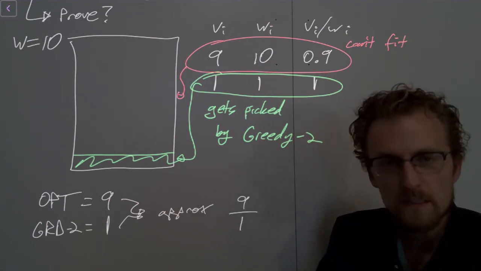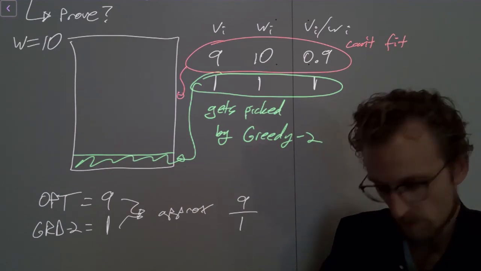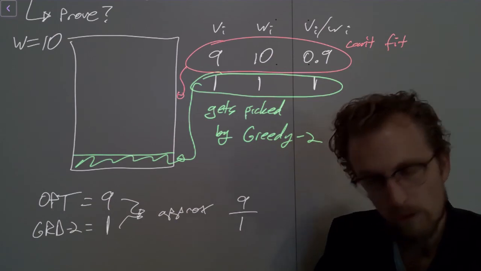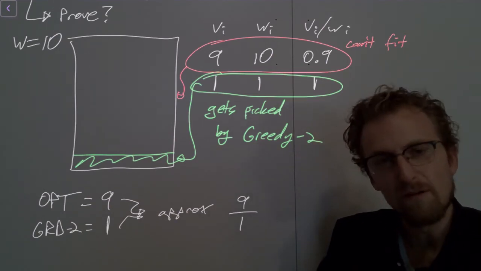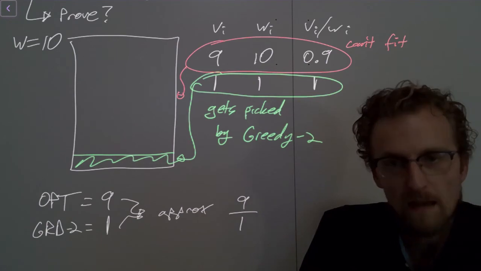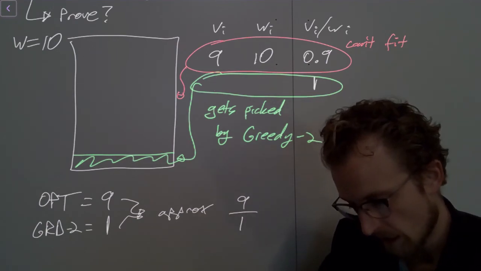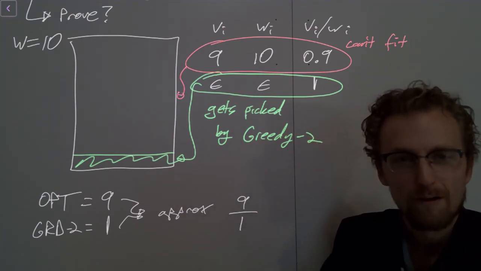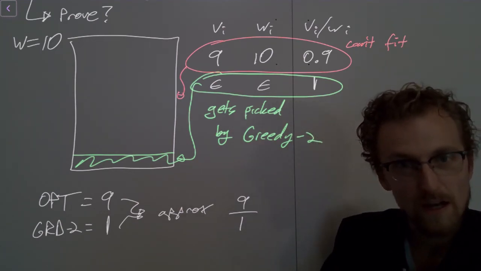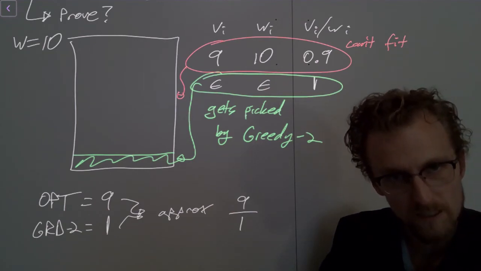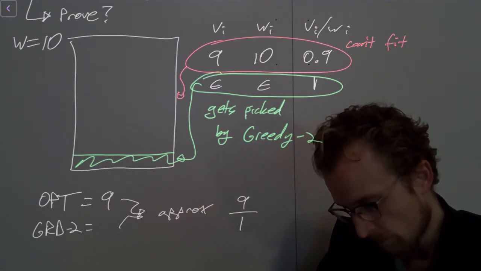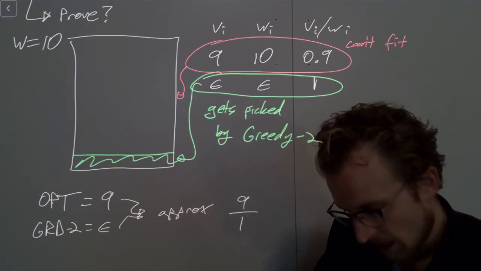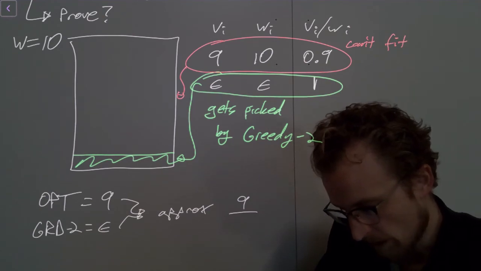And so I can make this as big as I want if I make the denominator small. And how do I make the denominator small? Well, I say rather than a value of 1 and a weight of 1, let's make a value of epsilon and a weight of epsilon, right? So there's nothing about this that required me to have integer numbers in here. So let me just make this some tiny, tiny little sliver. And then the greedy algorithm picks it, wastes all the room, and we can't fit the right thing in, and we end up with a 9 over epsilon now.